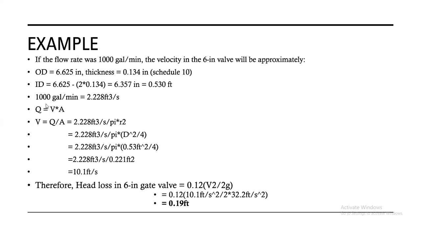Then using the continuity equation, Q equals V times A, you can calculate your V. Your Q is 2.228 cubic feet per second, divided by A, which is pi R squared. Your R is diameter over 2, so you get D squared over 4. Substitute, you get your velocity of 10.1 feet per second.